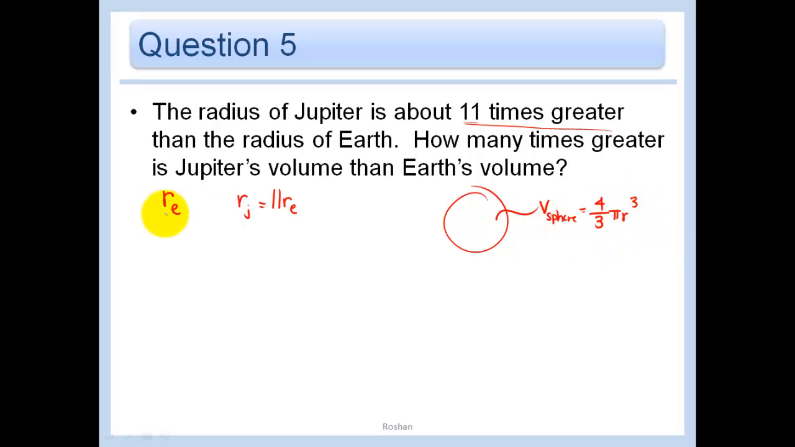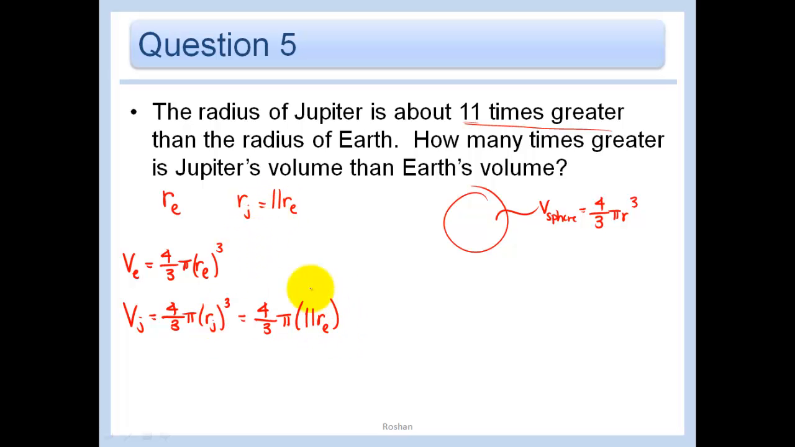So in order to find the volume of Earth, for example, the volume of Earth is just equal to 4/3 pi times the radius of Earth cubed. And now if you found the volume of Jupiter, you would do 4/3 pi radius of Jupiter cubed. But we said that the radius of Jupiter is 11 times the radius of Earth. So if we substituted that there, 11 times the radius of Earth is equivalent to the radius of Jupiter, right? And so now look what happens. I have 4/3 pi times 11 cubed times radius of Earth cubed.